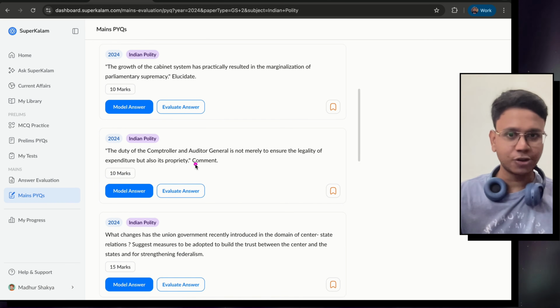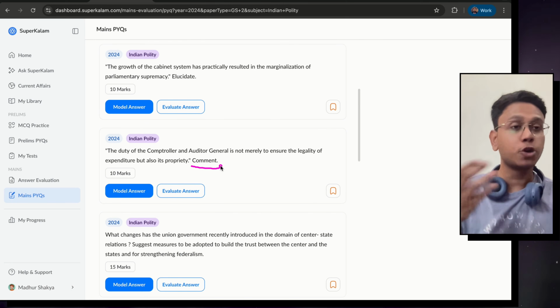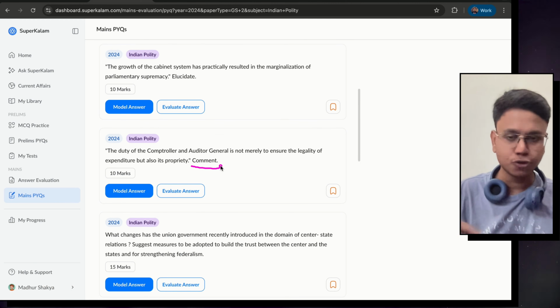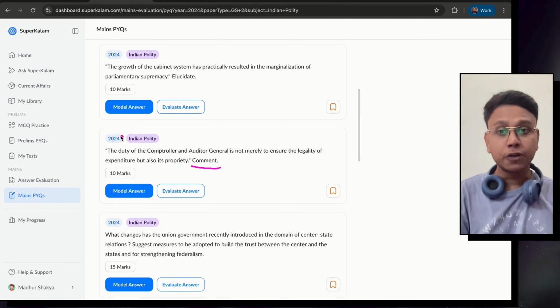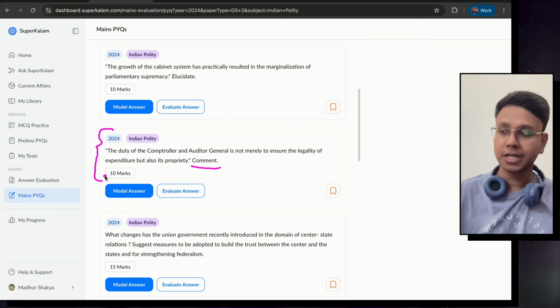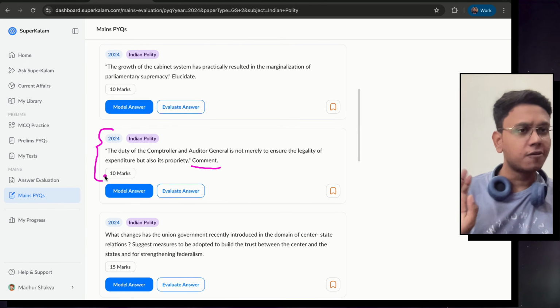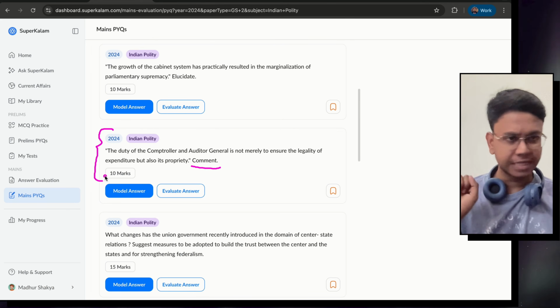Second thing which I told you in the last class, remember the directive word. The directive word is comment. So you have to write your opinion also. You have to analyze it also, right? Now, how will you start it? I told you that articles become important. For the Comptroller and Auditor General, you should always remember Article 148. Through that you can always start your answer. That will come in the introduction.